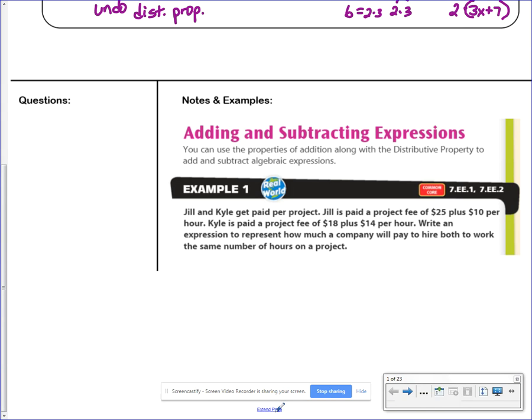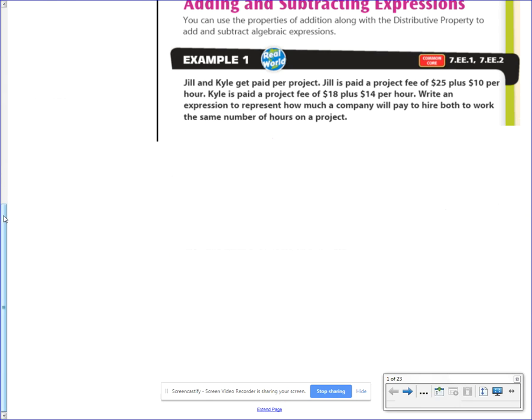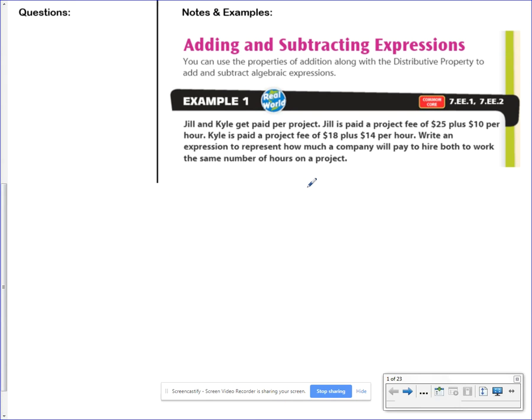First they're going to ask us to just do some adding and subtracting, which basically means combining like terms. All right, Jill and Kyle get paid for a project. Jill is paid a project fee of $25 plus $10 per hour. So let's do this. I've got Jill here, and she gets 25 bucks plus $10 times every hour she works. Aha, we need a variable to represent hours because we don't know right now how many hours she works. So I'm going to say, let H represent hours. Okay, so here's Jill.